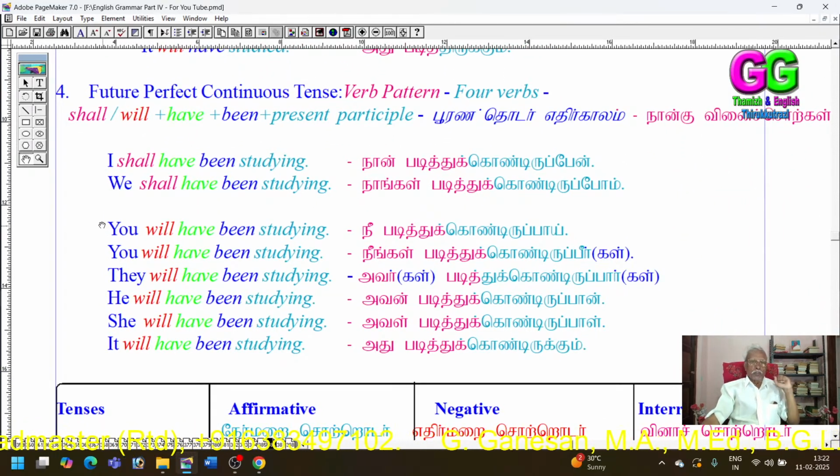Then fourth, future perfect continuous tense. In future perfect continuous tense, four verbs are used. Shall or will plus have plus be plus the present participle of the finite verb. I shall have been studying. Four verbs. Shall or will plus have plus be plus present participle.